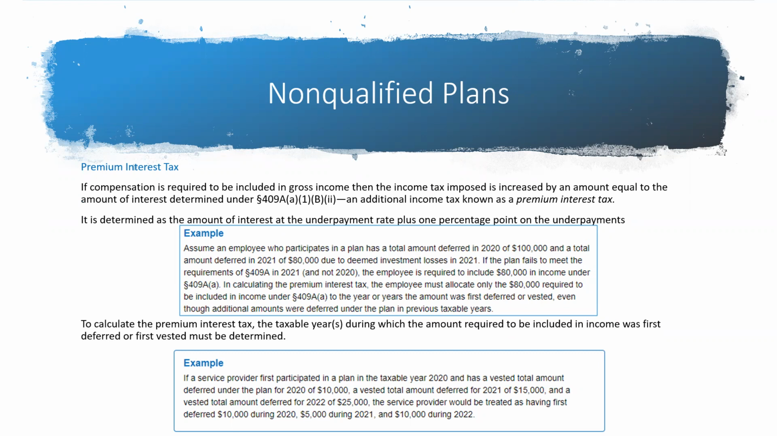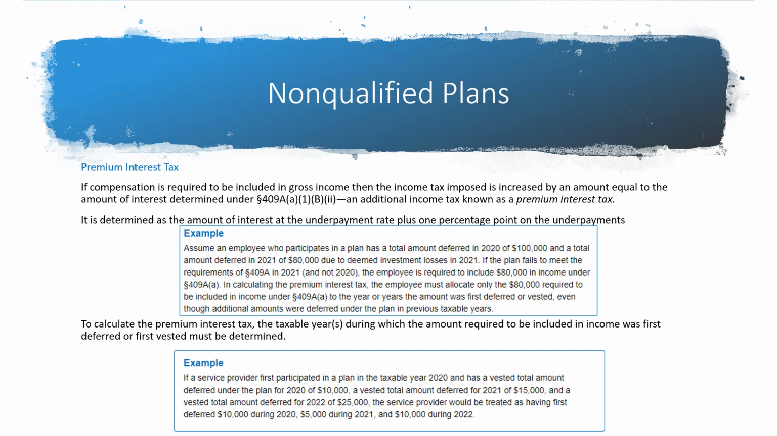Premium interest tax. If compensation is required to be included in gross income, the income tax imposed is increased by an amount equal to the amount of interest determined under 401A. This additional tax is a premium interest tax.